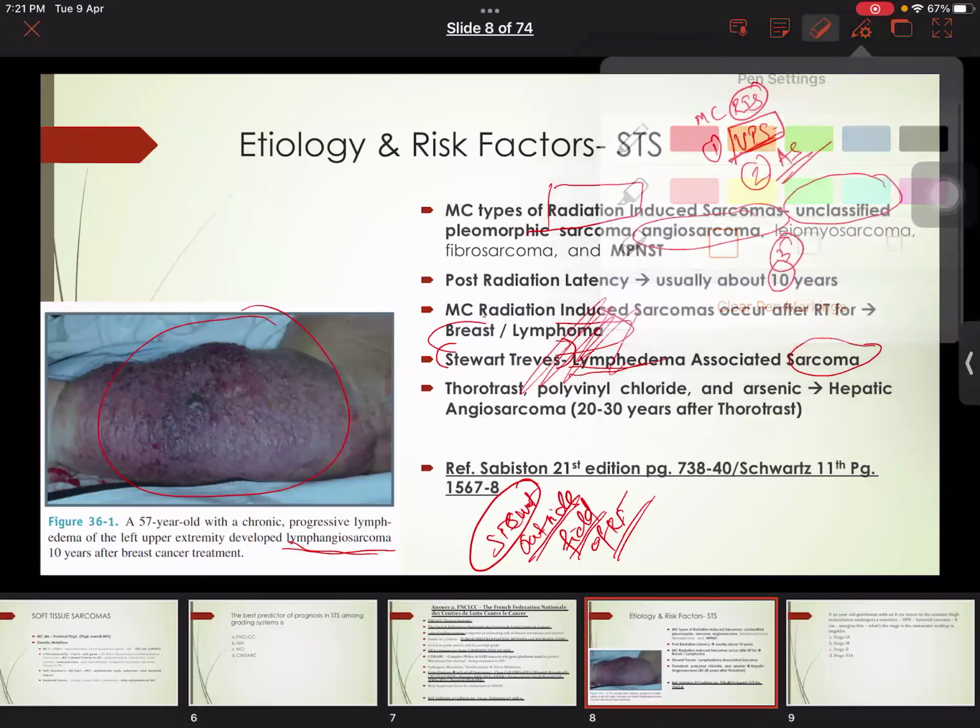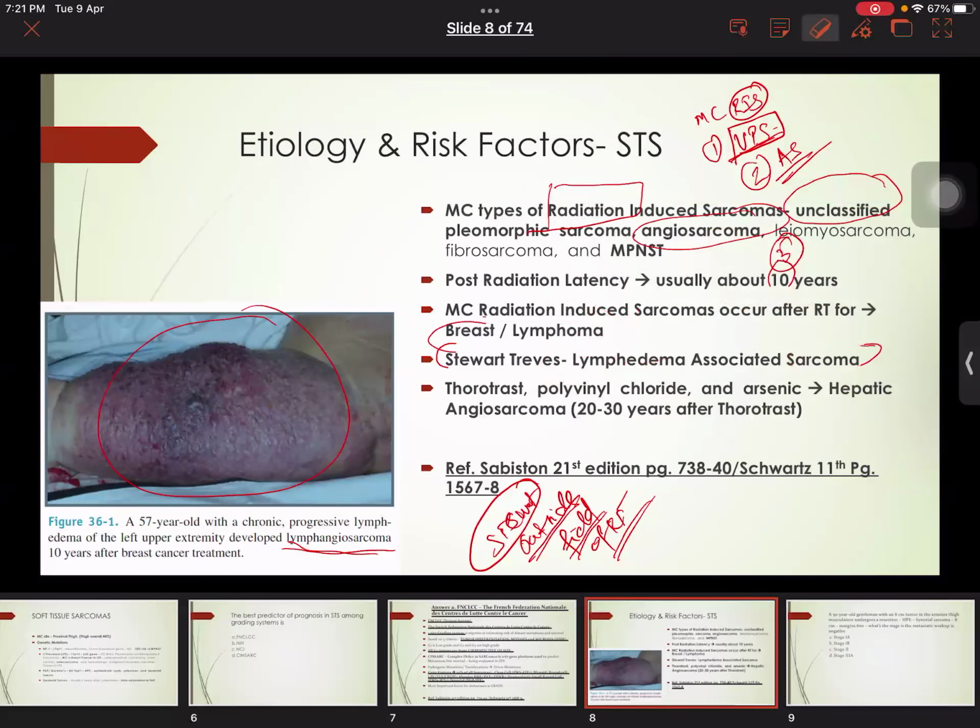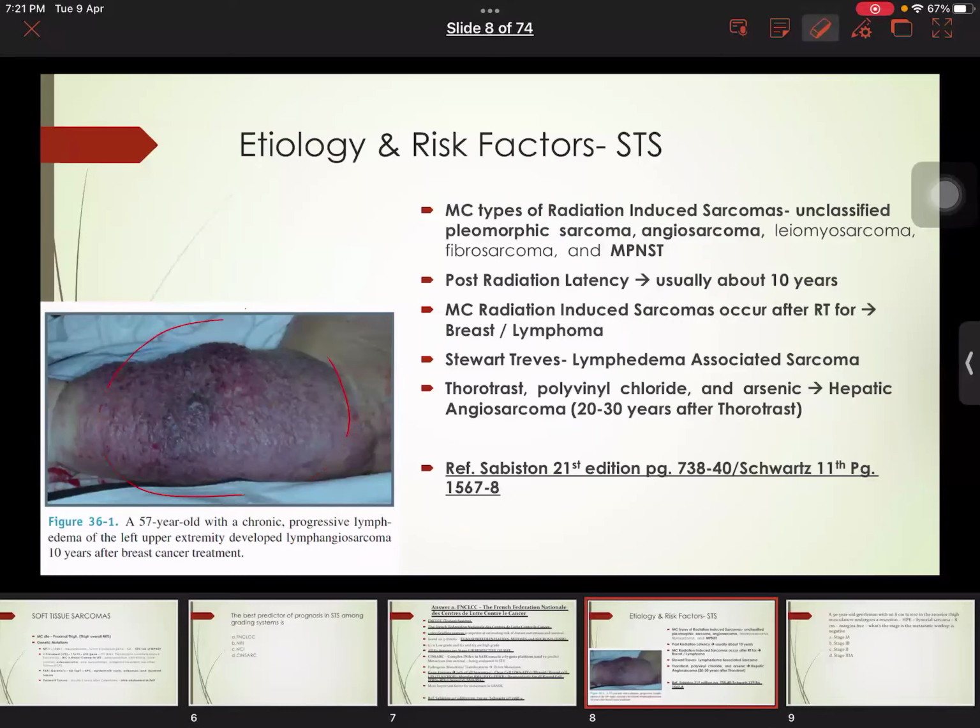Right. So these are the common questions that they may ask you with regard to radiation. Stewart-Treves is a commonly asked question. Which is the most common tumor is another asked question. And of course, we all know about thorotrast, polyvinyl chloride, and arsenic, which can all induce hepatic angiosarcoma as well.